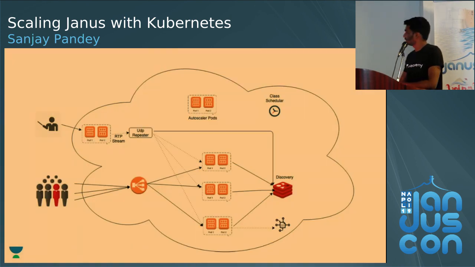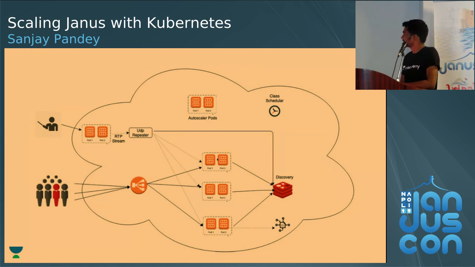This was our final design, how we came up with this. We used Kubernetes for this. First, we moved everything, Janus, into containers, and we used Kubernetes for managing the containers. This is our Kubernetes cluster. This is our load balancer, which handles the incoming traffic from the learners. These are our individual classes, and each class runs on a pod. This is Kubernetes terminology for representing a container.